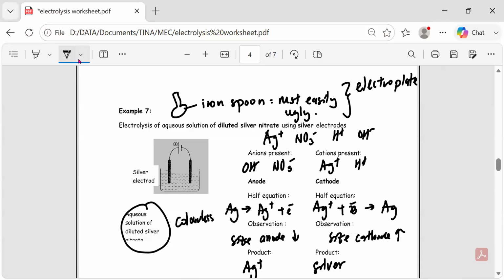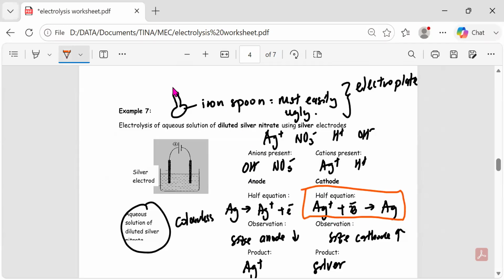I want you to think carefully. Where do you put the iron spoon, at the anode or at the cathode? Where do you put the iron spoon that you want to electroplate, that you want to cover with a layer of silver? Cathode. Why? Because the cathode is getting bigger. The cathode is this equation. So if I want to electroplate it, put it at the cathode. And the equation, everything will be exactly the same.